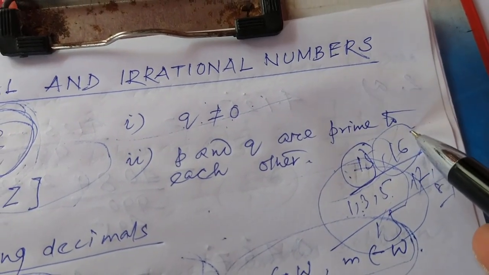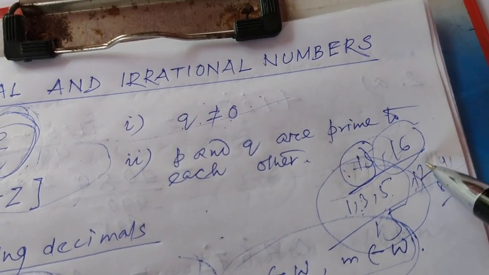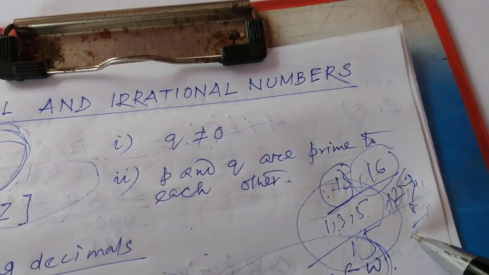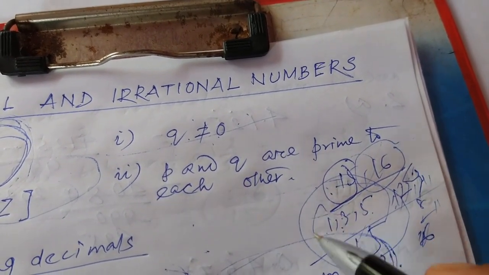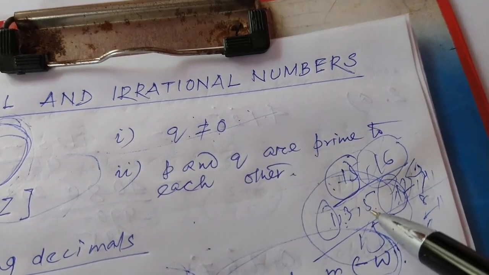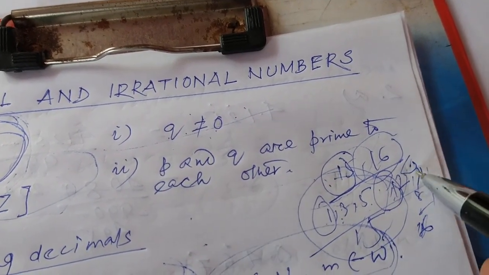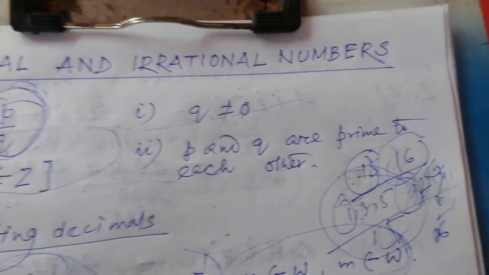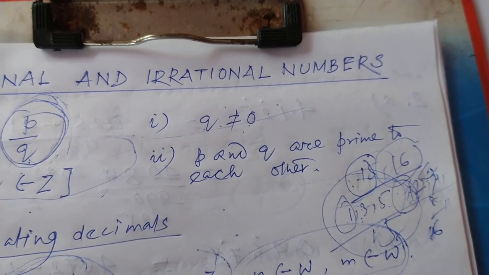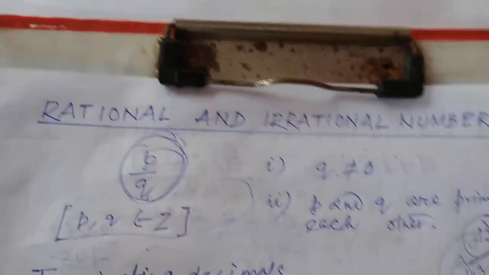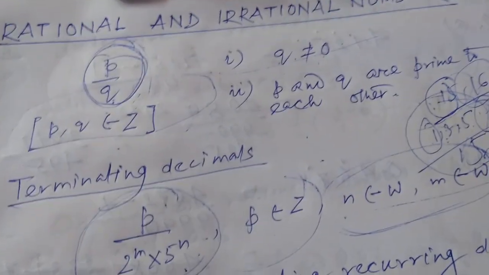And if I find the factors of 16, then 1, 2, 4, 8, 16. You see, except 1, they don't have any common factor. 15 has 3, 5, 15. 16 has 2, 4, 8, 16. So 15 and 16, though they are non-prime, are prime to each other. Hope you understood this thing.